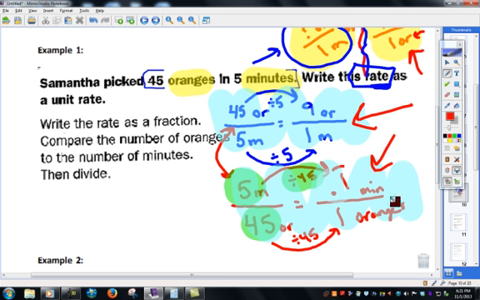But if you tell me she picks one orange in 0.1 minutes, I don't even know what 0.1 minutes is. Doesn't mean it's 1 minute, I can tell you that. Who knows what it means? It just doesn't help us. But I am trying to show you that there are 2 ways to do unit rate. Okay? Let's go on to the next one.